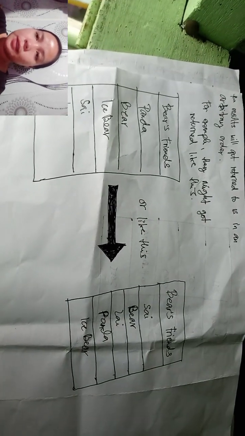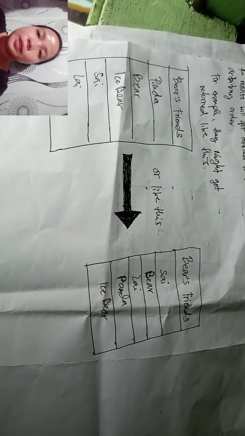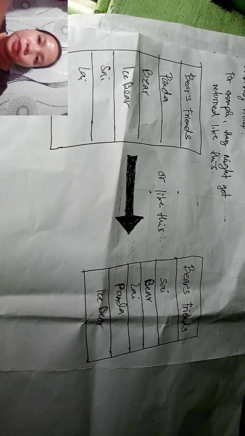When it comes to a relational database, the same principle applies. Let's record the names of the bears' friends in a table and then ask the database to return those names back to us. The result will get returned to us in any arbitrary order. For example, they might get returned like this or any other order. There is no right order. Are there ever situations where there's a right order?